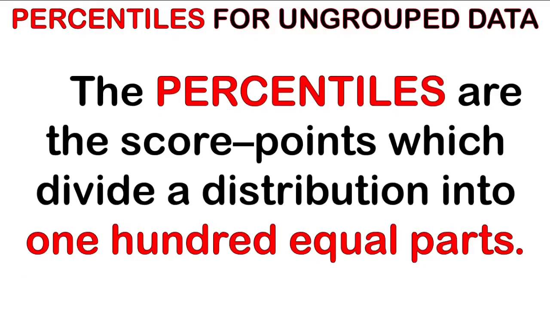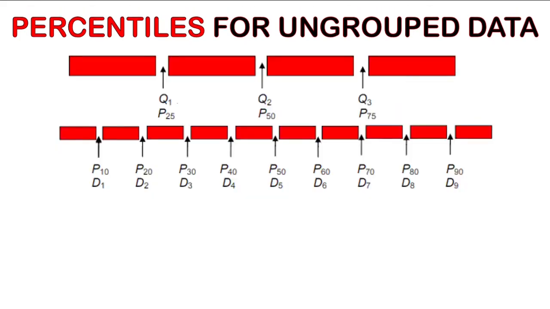Lastly, let's talk about percentiles. So percentiles are the score points which divide the whole distribution into 100 equal parts. So 100 equal parts, that is considered percentiles. Okay? As for percentiles, this is what the distribution looks like when we are dealing with percentiles.